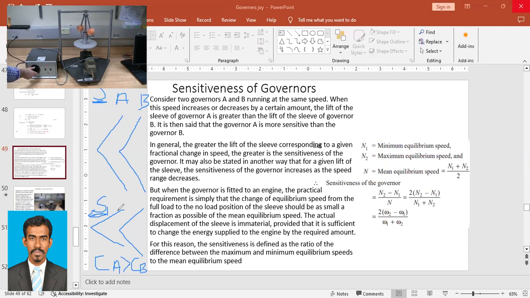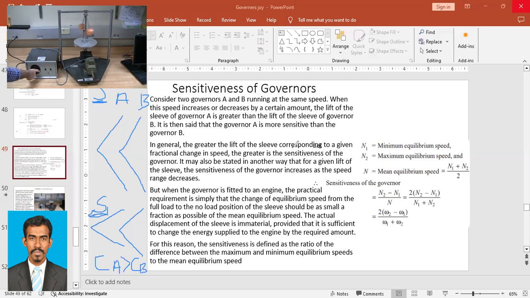Why is that? Because for a small change in the speed, governor A will show a large change in the sleeve lift, which means we can measure it more accurately. In other words, this will reduce the errors. That's why it is said that the sensitiveness of governor A is more than governor B. In general, the greater the lift of the sleeve corresponding to a given fractional change in speed, the greater is the sensitiveness of the governor. It is the same thing they have explained so far.